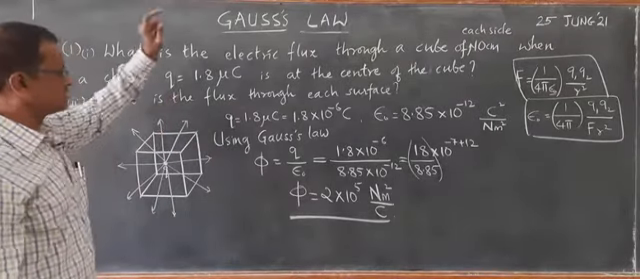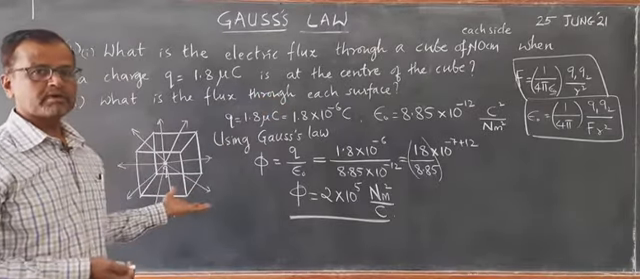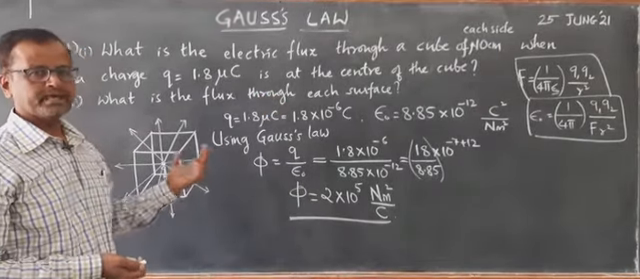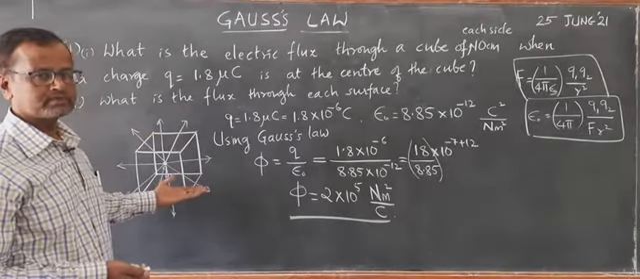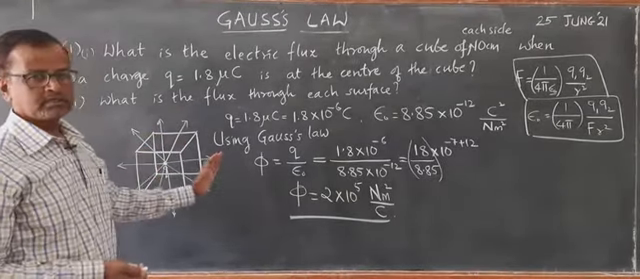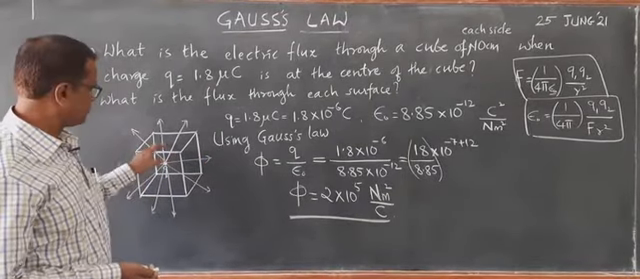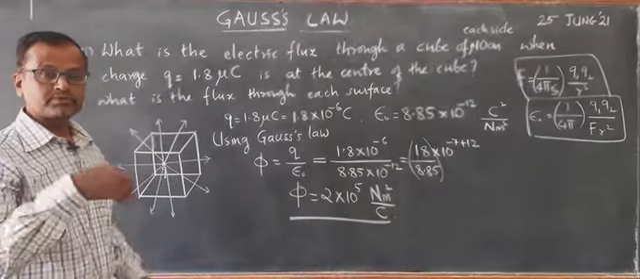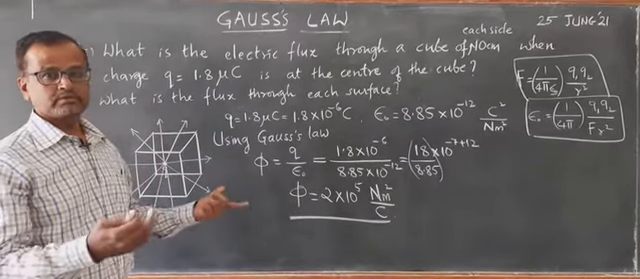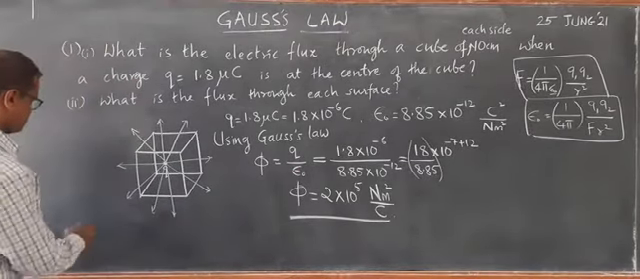Now, the second question is interesting. What is the flux through each surface? Then count the number of surfaces of a cube. You know, a cube has 6 surfaces: a pair of top and bottom surfaces, a pair of lateral surfaces, a pair of front and back surfaces. 1, 2, 3, 4, 5, 6. So, flux through each surface becomes total flux divided by the number of surfaces. That is the second one. This is the first.